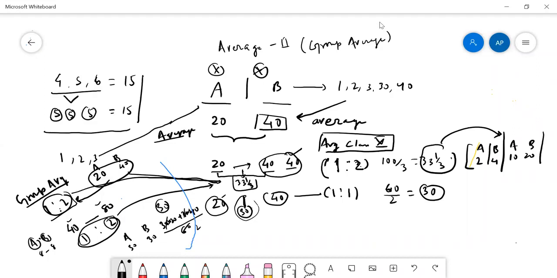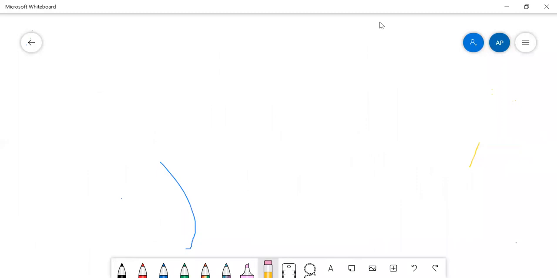Are you getting my point? I'll explain the entire thing again. What we were talking about is that we have two groups, two sections, A and B. Section A has 20 as average. Section B has 40 as average. So I was taking different combinations of their numbers of students, as A is to B.